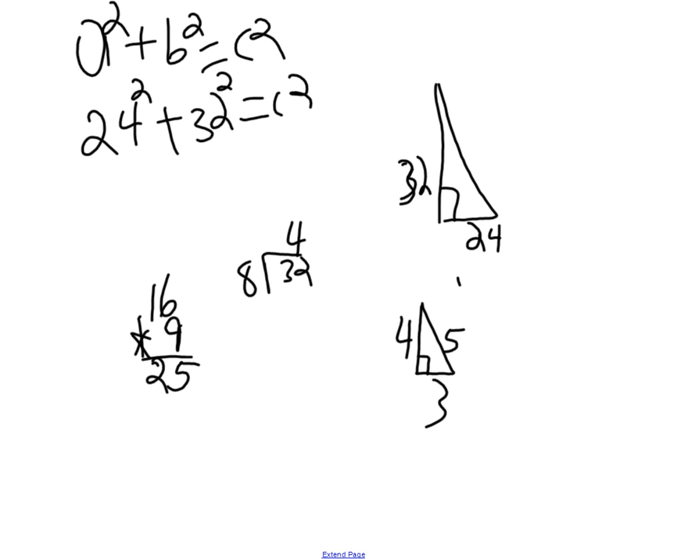So now if we did 3 times 8 is 24, we could do 5 times 8 is 40. So C on our larger triangle is 40. So 24 squared plus 32 squared is going to equal 40 squared. We just skipped all the hard work, and we know that C is just 40.